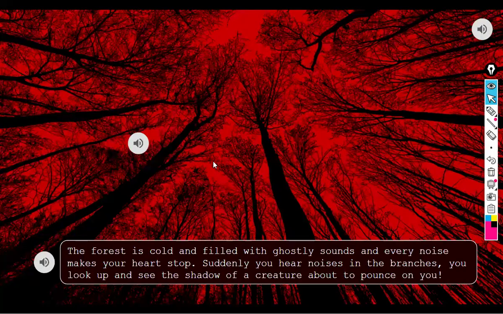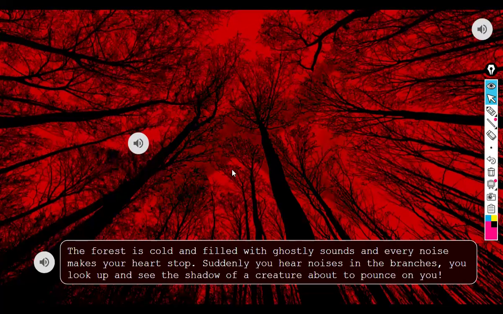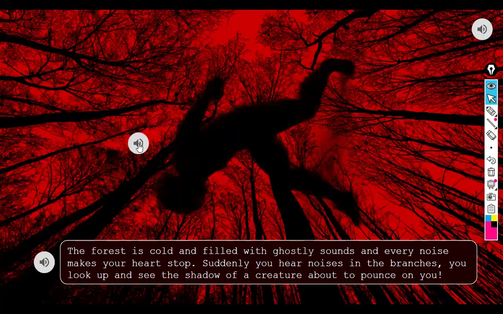The forest is cold and filled with ghostly sounds, and every noise makes your heart stop. Suddenly you hear noises in the branches. You look up and see the shadow of a creature about to pounce on you. This is a creature here that's about to pounce on you.